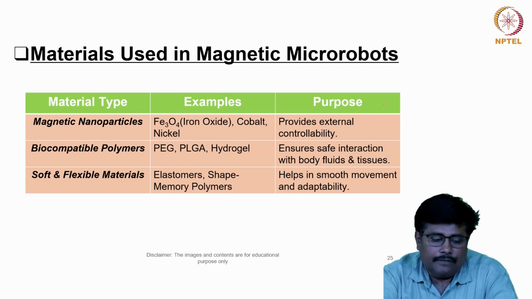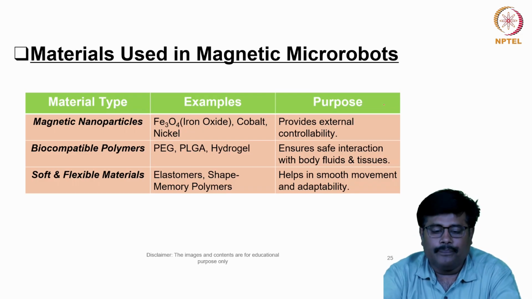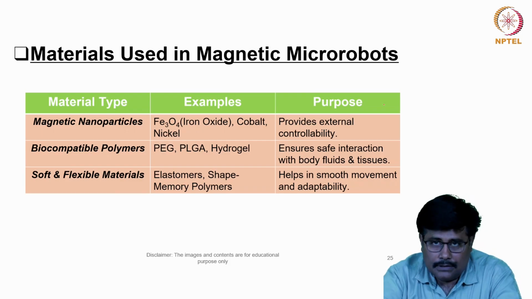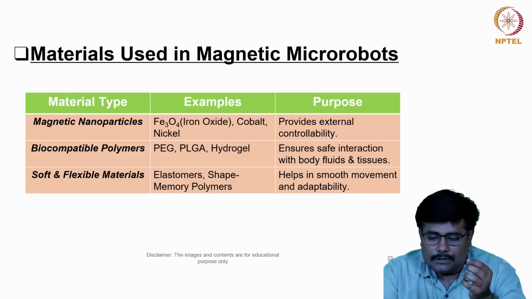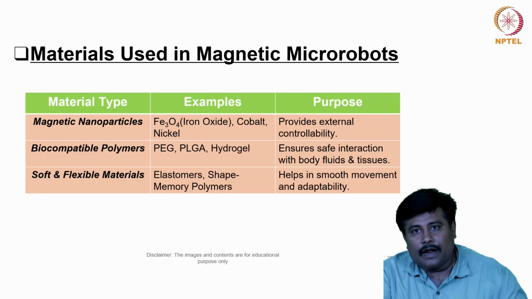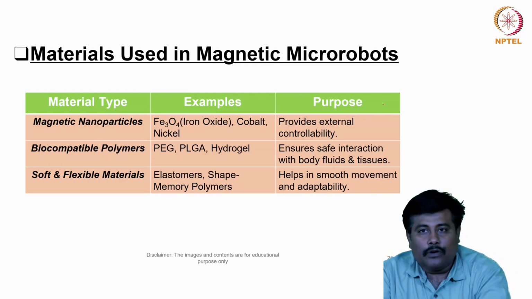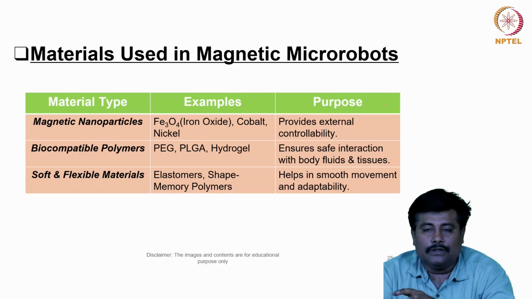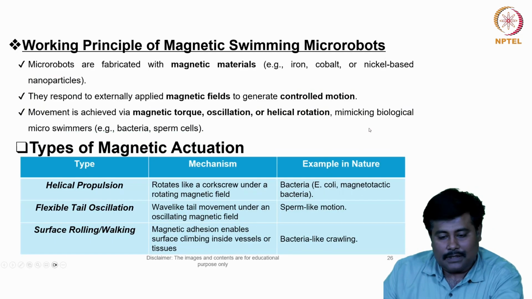And from the biocompatibility point of view, there are certain biocompatible polymers. Some of the biocompatible polymers include PEG, PLGA and hydrogel. The main purpose of such biocompatible structures is that they ensure safe interaction with body fluid and tissues. Okay. Then the most important point is soft and flexible materials, such as elastomers and shape memory alloy polymers. They help in smooth movement as well as take care of the adaptability of the structures.